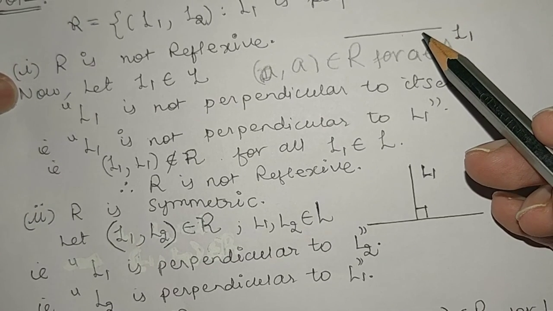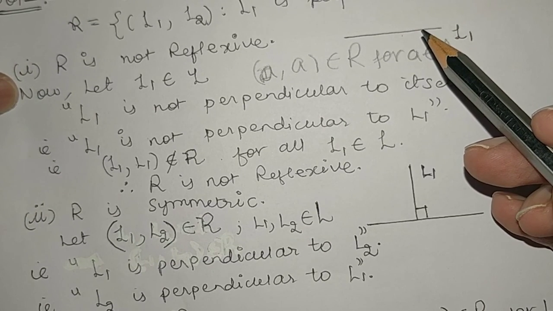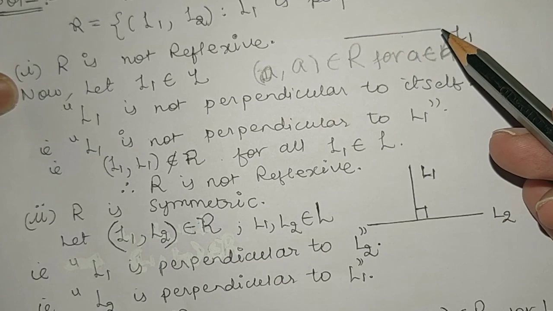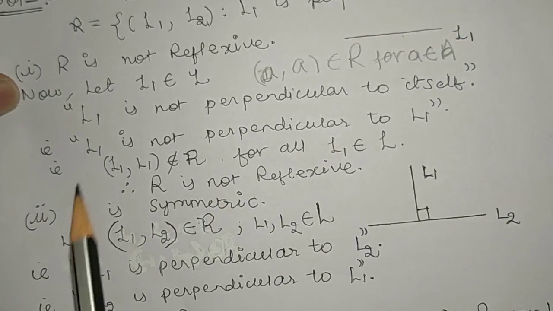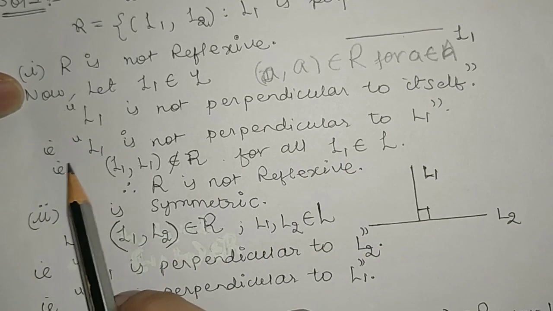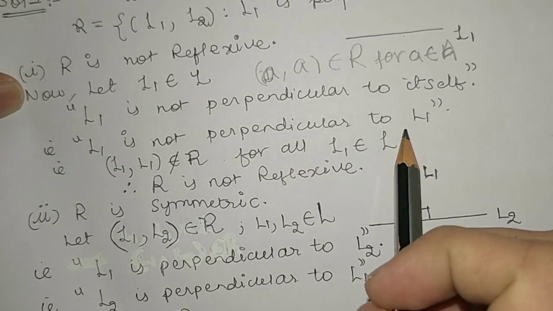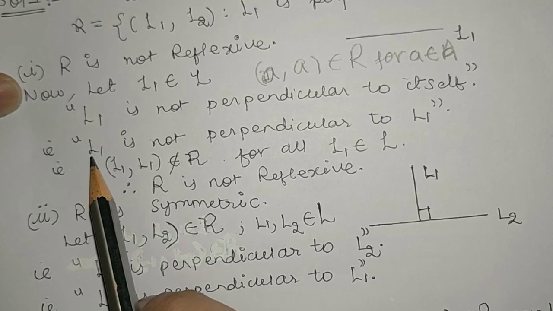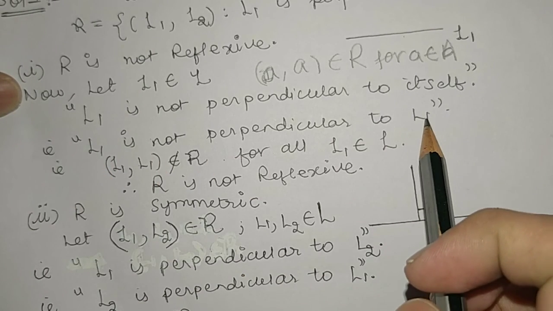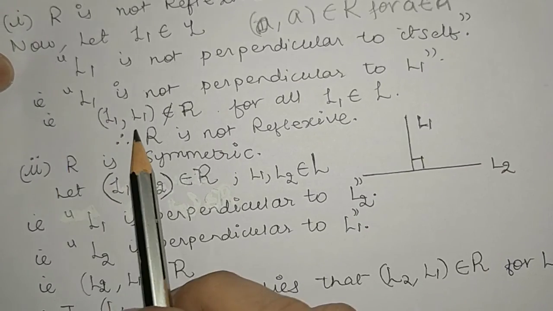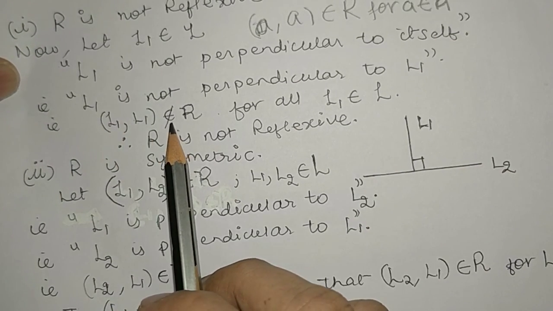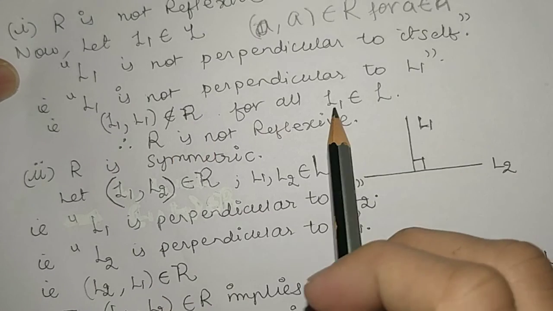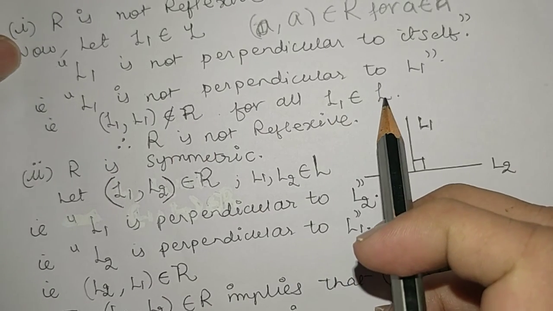Perpendicular means what? It should make an angle of 90 degrees with another line. Now this line is nowhere making an angle of 90 degrees with itself. So L1 is not perpendicular to itself, that is, L1 is not perpendicular to L1. So that is, L1 comma L1 doesn't belong to the set R for all L1 belonging to the set L.